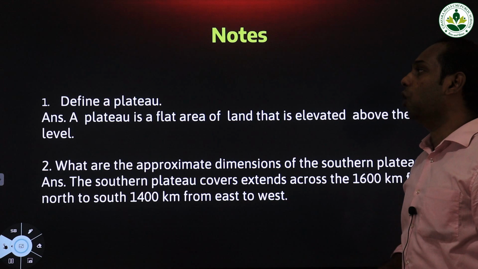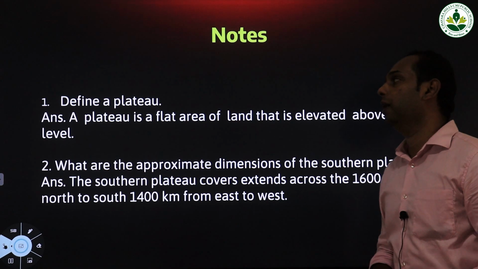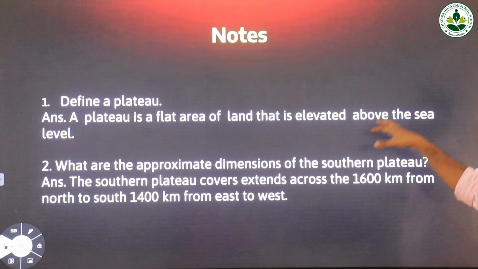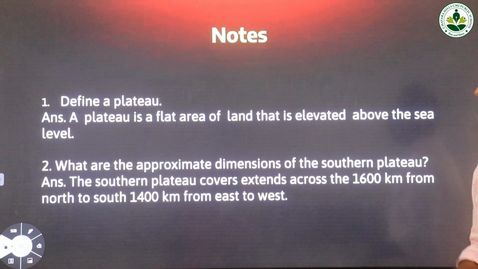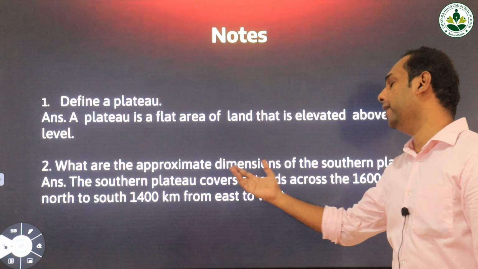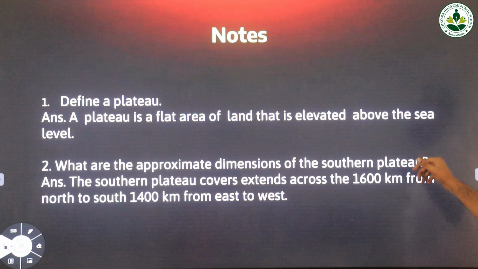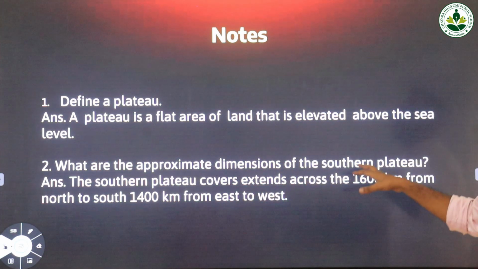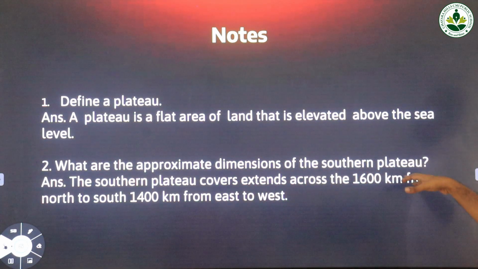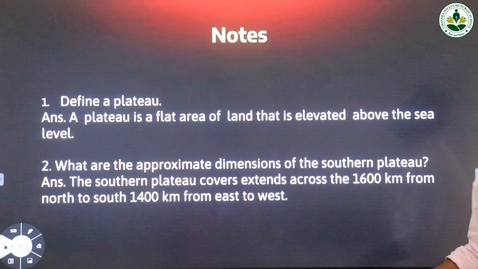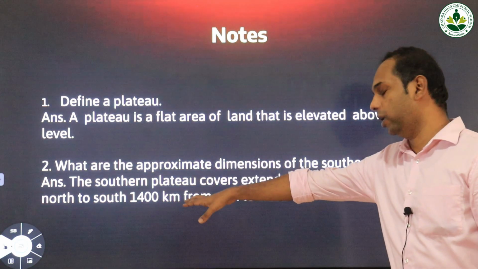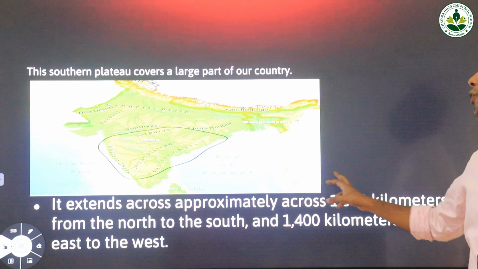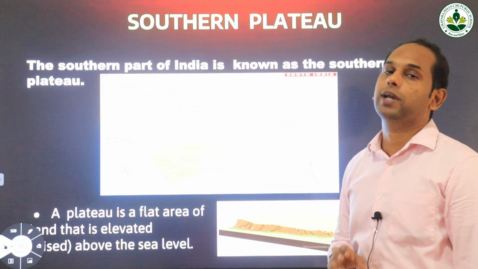And here, this is a note for you. Define a plateau. The answer: a plateau is a flat area of land that is elevated above the sea level. The second question: what are the approximate dimensions of the southern plateau? The answer: the southern plateau extends across 1,600 kilometers from the north to south and 1,400 kilometers from east to west. This is the question answer for you. Please copy these question answers into notebook and study it.